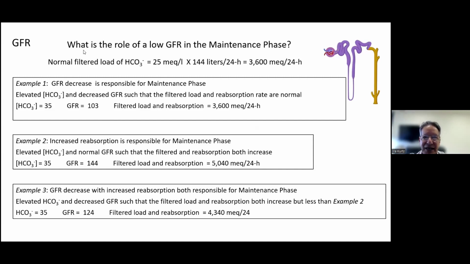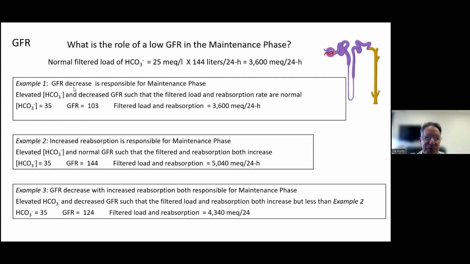So let's just take this thought experiment. The normal blood bicarbonate concentration is 25 milliequivalents per liter. GFR, let's say, is 144 liters a day. So you multiply these 2 together to answer the question, how much bicarbonate is coming through all our glomeruli? That's the filtered load, and it's about 3.6 moles a day, which is about, as I always say, a box of Arm & Hammer baking soda coming through all our glomeruli every day.